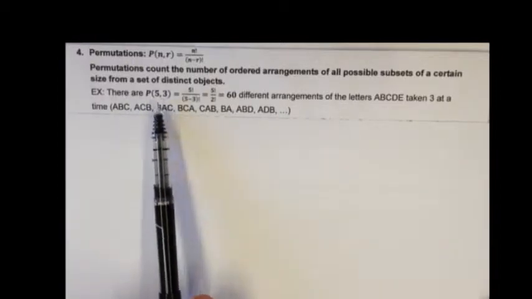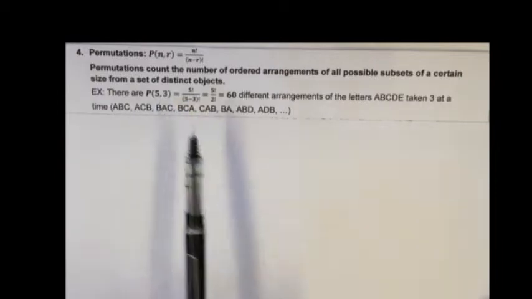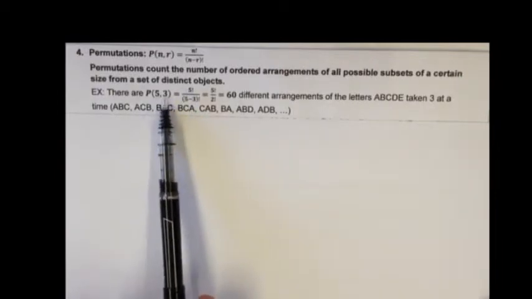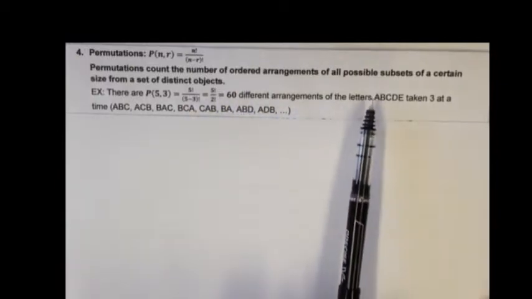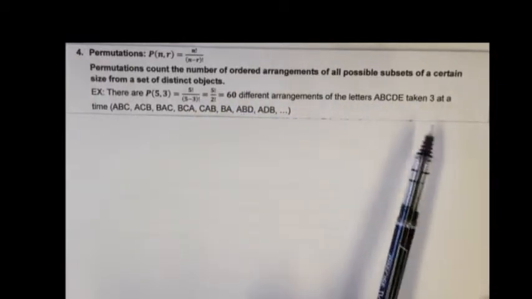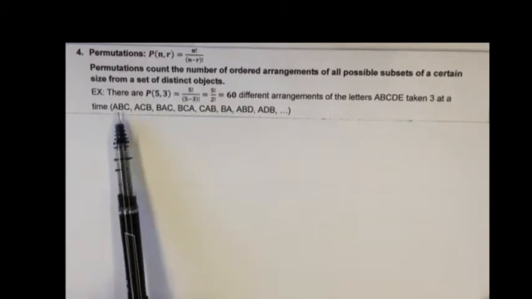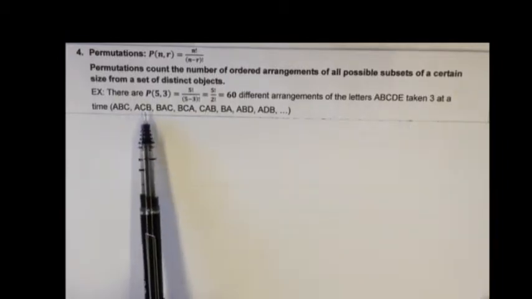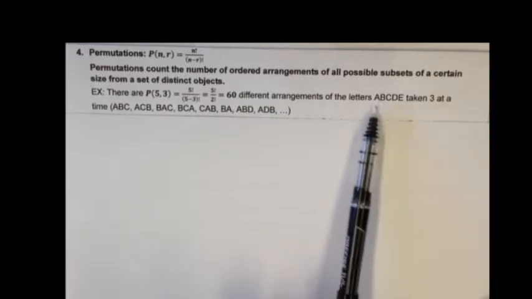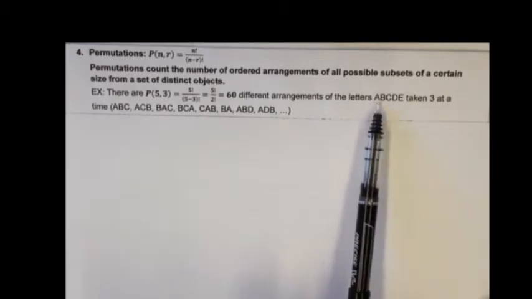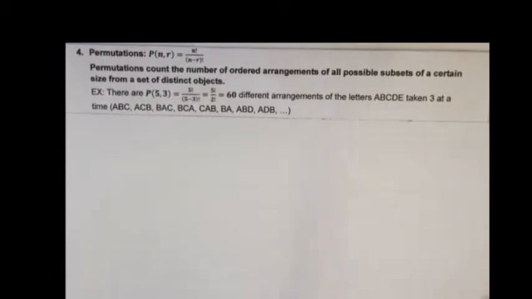For example, there would be 5 taken 3 at a time. 5 factorial over 5 minus 3, which is 2 factorial, would come out to be 60. 60 different arrangements of the letters A, B, C, D, E, if you take them 3 at a time. In other words, any 3 at a time, A, B, C, A, C, B, just pick any permutation of those 3 letters, but only taking them 3 at a time out of a group of 5.